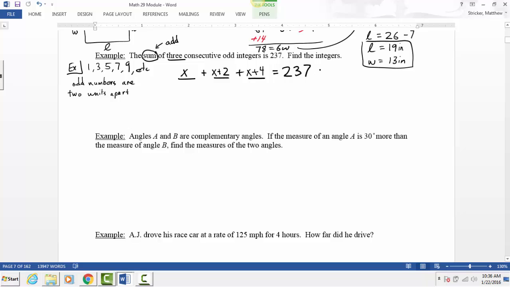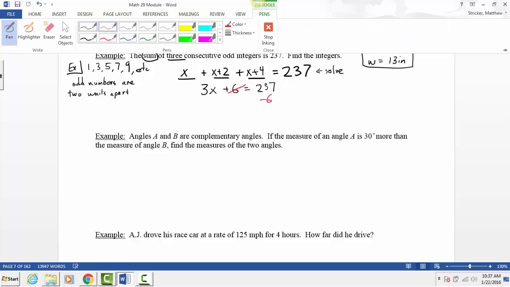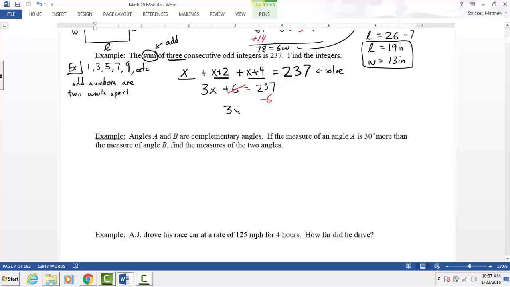So this is my equation that we need to solve, and we can combine like terms because we have 1, 2, 3 x's, and then we have 2 plus 4 makes 6, and that should add up to 237. And let's go ahead and move that 6 to the other side. It becomes a negative 6, and if I take and subtract 6 from 237, I get 231.